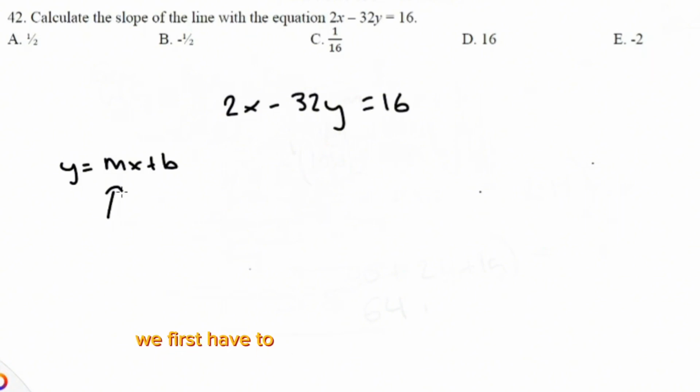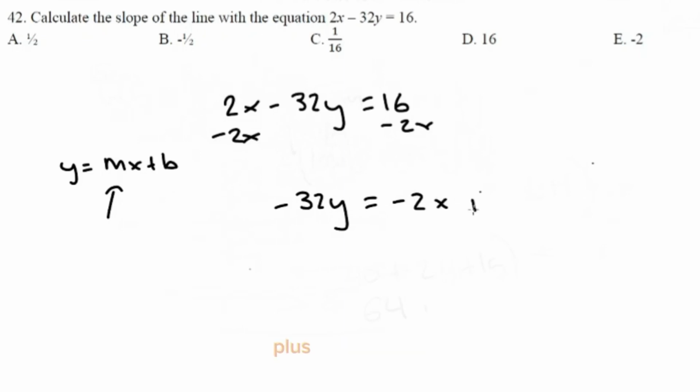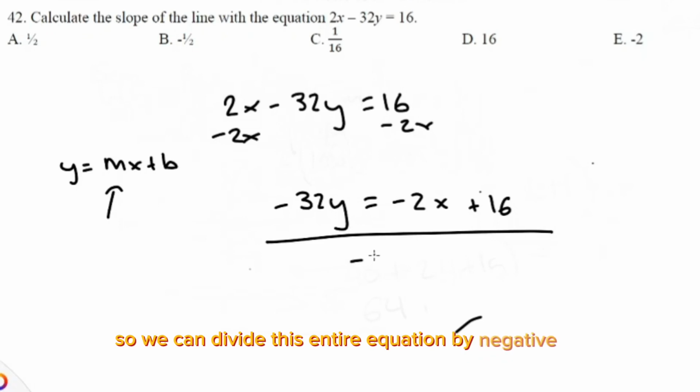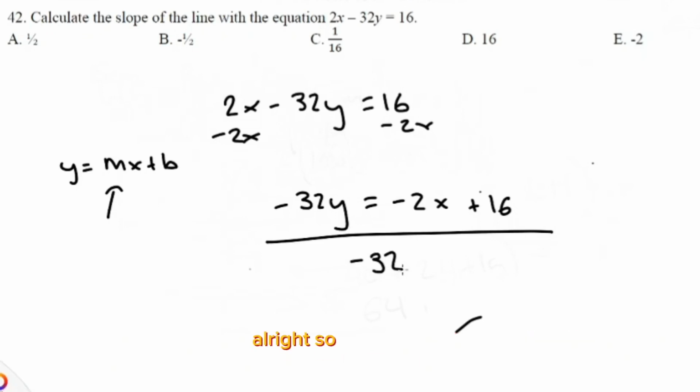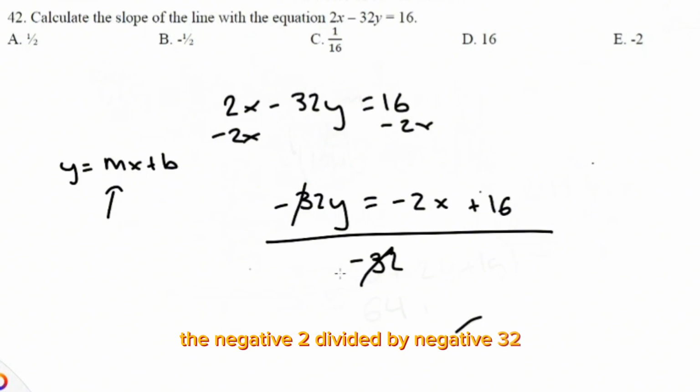So to do that, we first have to subtract 2x from both sides of this equation. So negative 2x, negative 2x. So that becomes negative 32y is equal to negative 2x plus 16, or 16 minus 2x. It doesn't really matter. Next, we need to get rid of this negative 32 before the y. So we can divide this entire equation by negative 32. So negative 32 cancels out this coefficient in front of the y. Then negative 2 divided by negative 32 is just 1 over 16. And finally, the 16 over negative 32 is just negative 1/2.